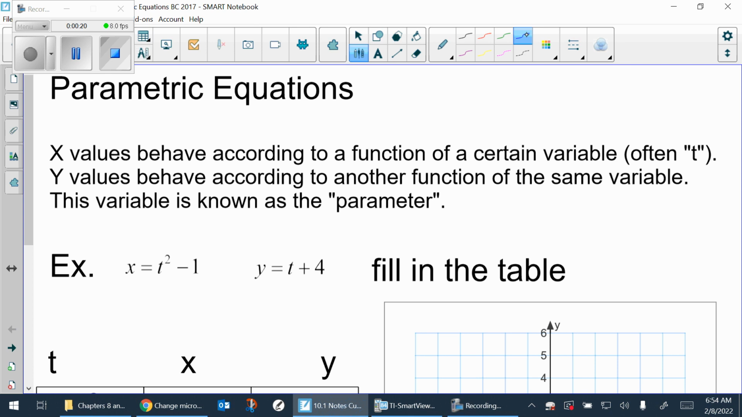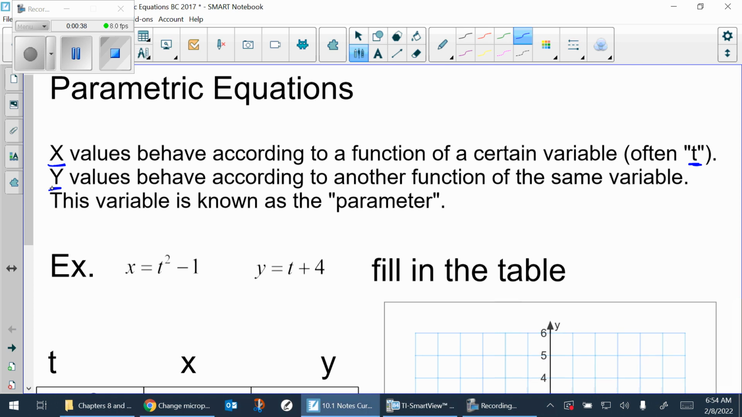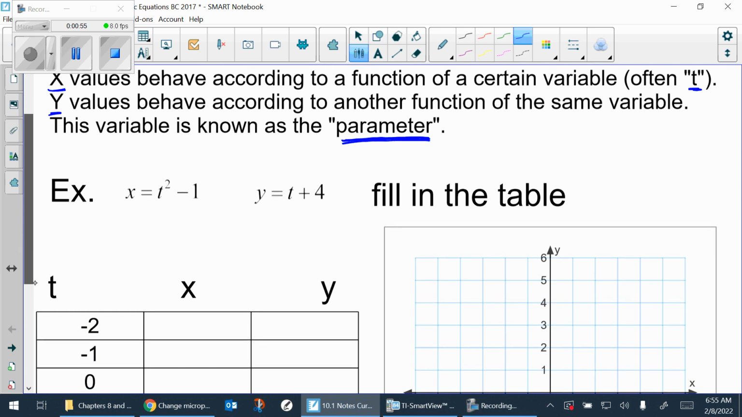But a parametric equation is actually a set of equations where the x variable behaves according to a function using a certain variable, and often we'll be using t as our variable. And the y values behave according to a different function using the same variable, t, where t is known as the parameter. Parameter is kind of a rule, so t is the rule maker. Whatever t does determines what x is going to do and what y is going to do. So let's take a look at this.